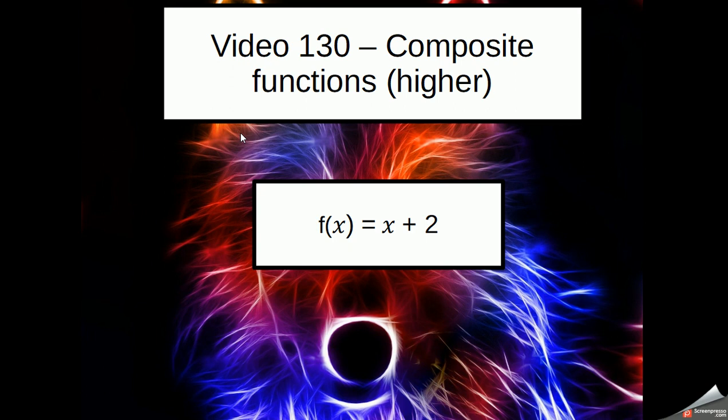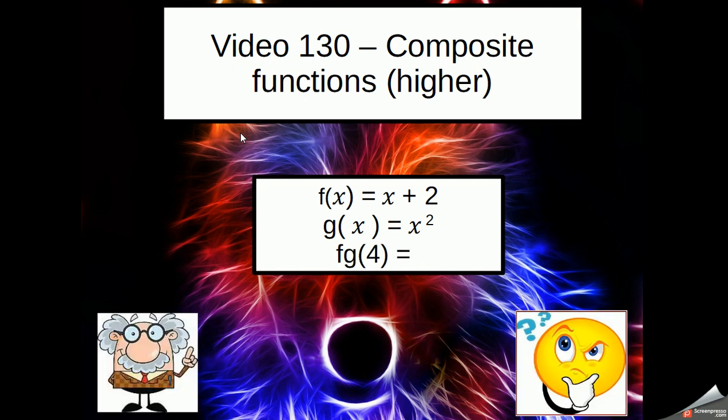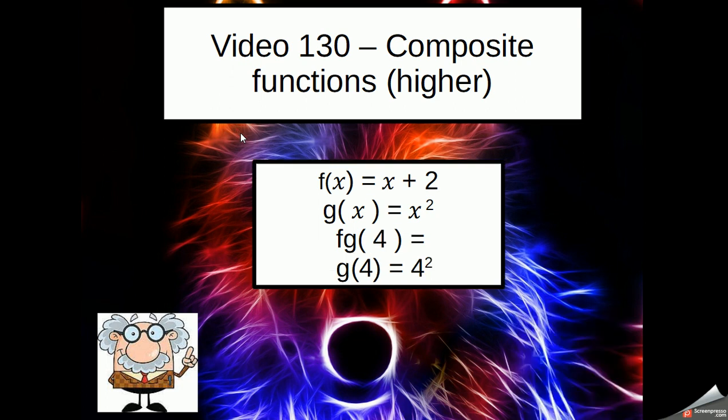So let's say the function f of x is x plus 2. That's one function. Another function, we'll call it g of x, because we don't want to mix up the two, is x squared. We can then combine those two functions to create an fg function. And what happens if we have fg of 4?